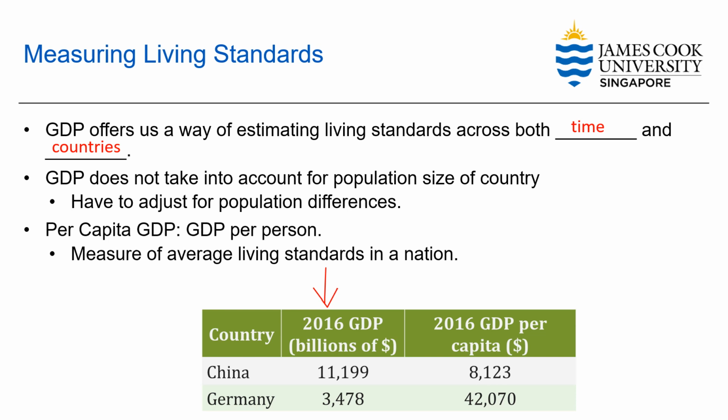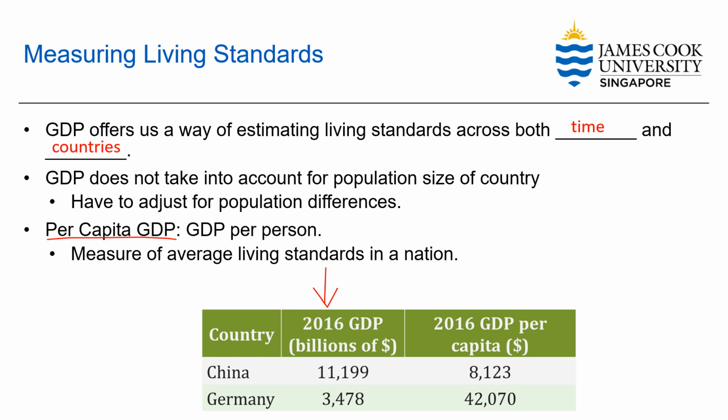How do we get the population adjusted GDP? We're going to calculate the per capita GDP, which is the GDP per person, calculated as GDP divided by population. Now we can get a measure of average living standards in a nation.